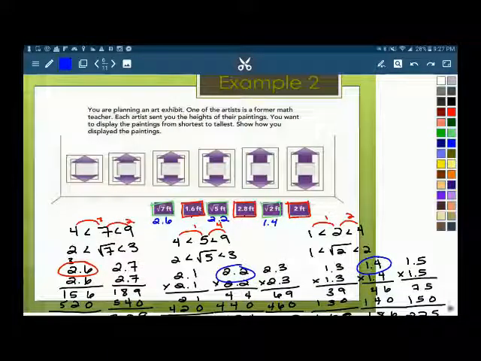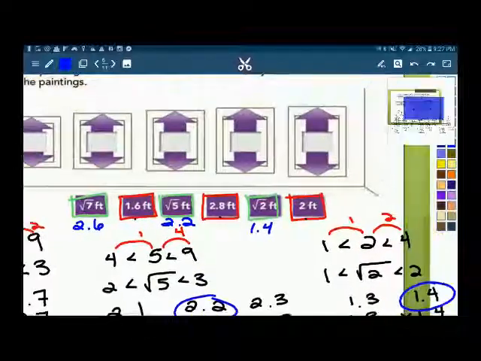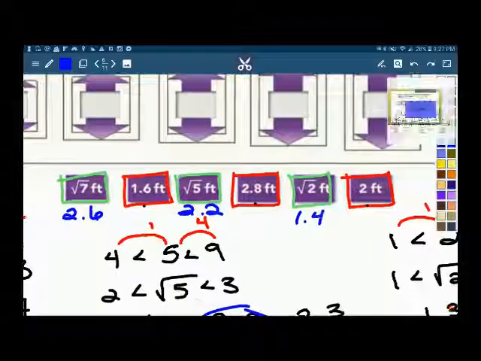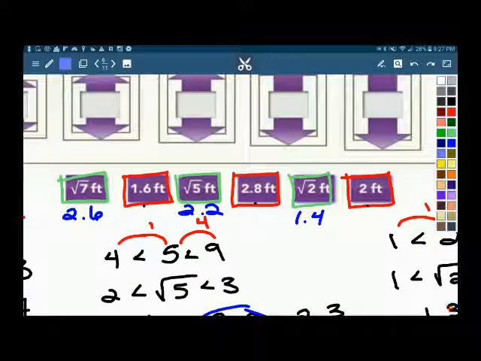All right, so now that I have done the work to convert the root numbers into rational approximations to the 10th, I can now order them. Okay, so I'm just going to first write what order they should be in, and then I'll place them in the list. Okay, so the smallest number I see looks like that 1.4. So that's the first number. Then 1.6.